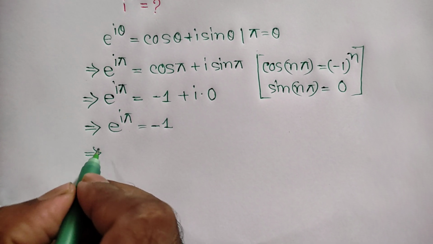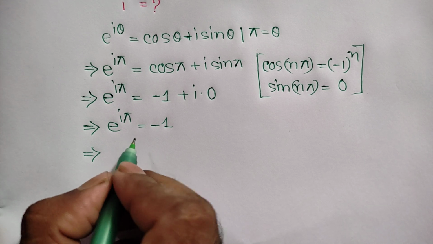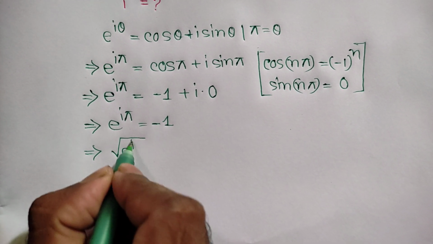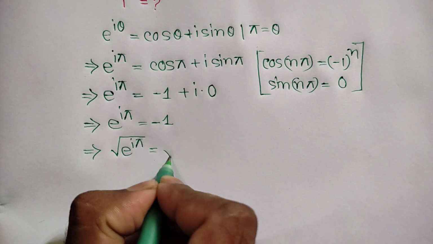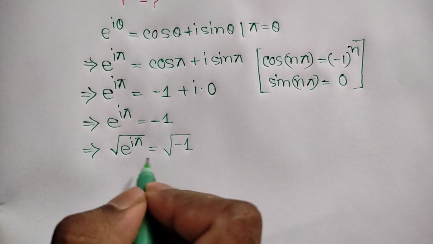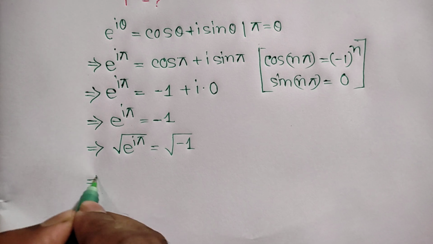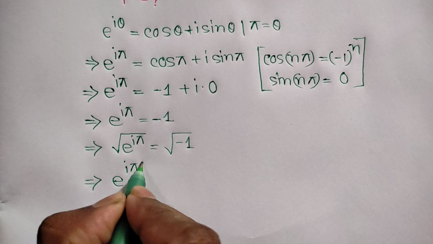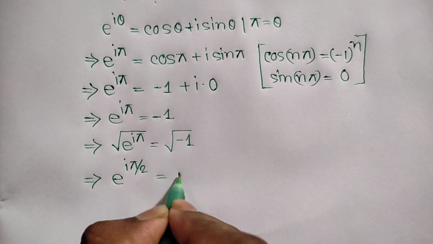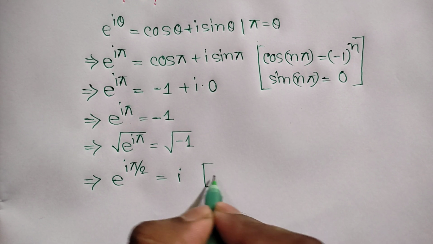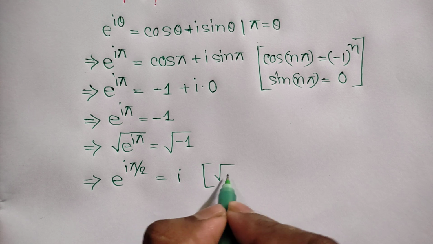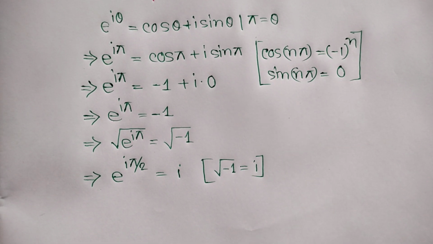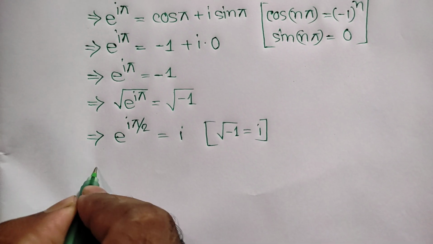Or if we take a square root on both sides, we can write here square root of e to the power i pi is equal to square root of negative 1, or e to the power i pi by 2 is equal to i, because the square root of negative 1 is equal to i.